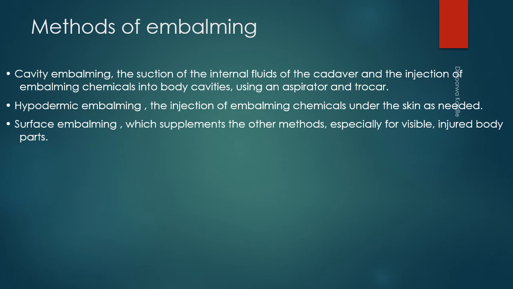Means once we complete the arterial embalming, if we feel that in certain areas there is a need of injecting fluid as the embalming is not proper in that area, or that area is affected by local injuries or sores or ulcerations, then topically we inject the embalming solution in that area. So that is hypodermic method and surface embalming.